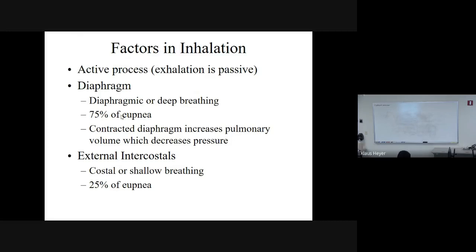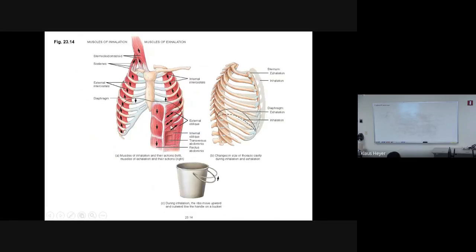So both of these, like I put here, contracted diaphragm increases pulmonary volume, which decreases pressure. Both of these do that: the contracted diaphragm and the external intercostals. So that's active, you're contracting muscles here. This is just showing you a picture of the intercostals contracting. It's like the bucket handle.